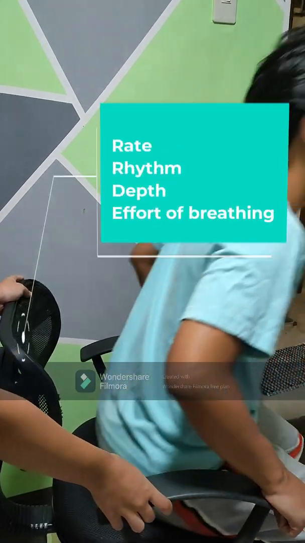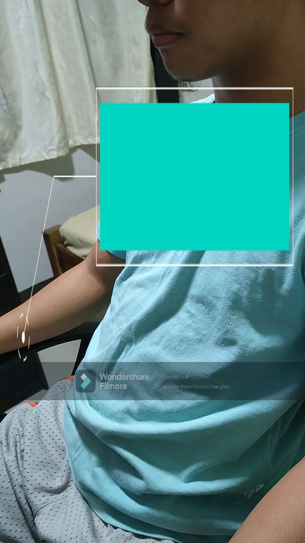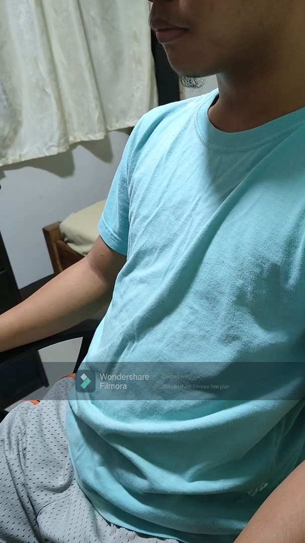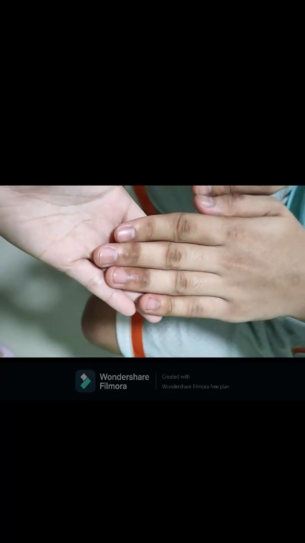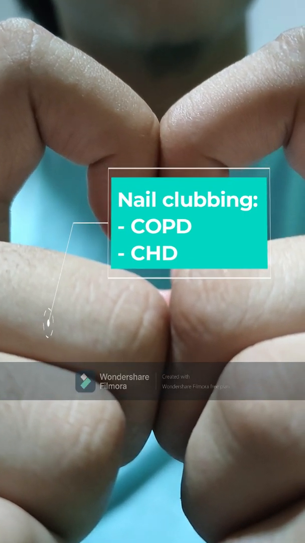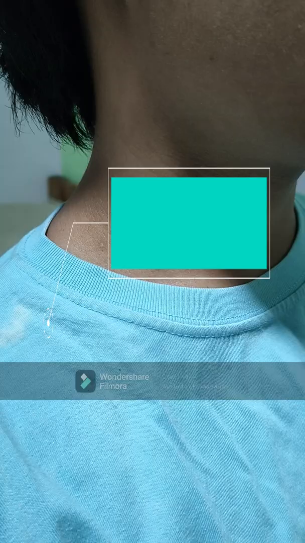Observe the rate, rhythm, depth, and effort of breathing. A normal resting adult breathes quietly and regularly, about 14 to 20 times a minute. Assess the patient's color for cyanosis and the hands for clubbing of the nails, which may indicate chronic obstructive pulmonary disease or congenital heart disease.